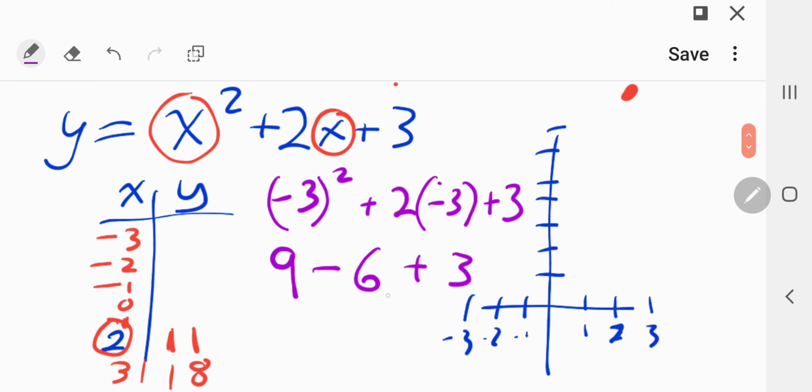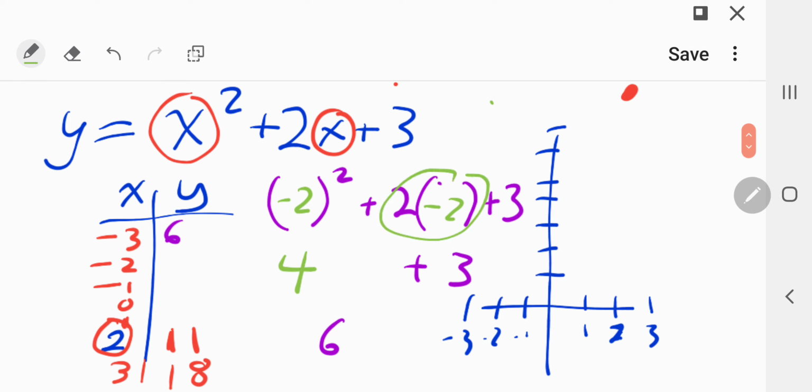9 minus 6 is 3 plus 3 is 6, so we put 6 in here. Now putting in negative 2. That means negative 2 times negative 2 is 4. Minus 4, because this is negative 4. And then plus 3, so 3.